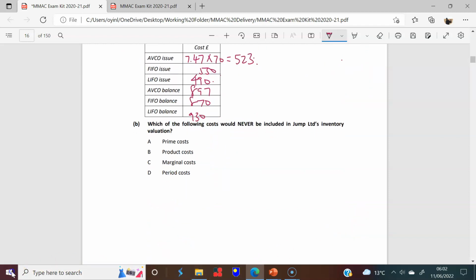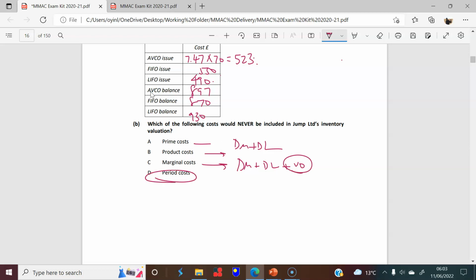And finally, B, what we're really saying here is what do we include in inventory? If you remember that in valuing inventory, we are really interested in the manufacturing costs, the costs in the factory. And so, of course, the prime costs, which are direct materials and direct labor, would be in it. Of course, the product costs, probably a similar way of putting it. Marginal costs are just telling you all the variable costs, which are direct material, direct labor, any variable overheads within the factory, things like that.